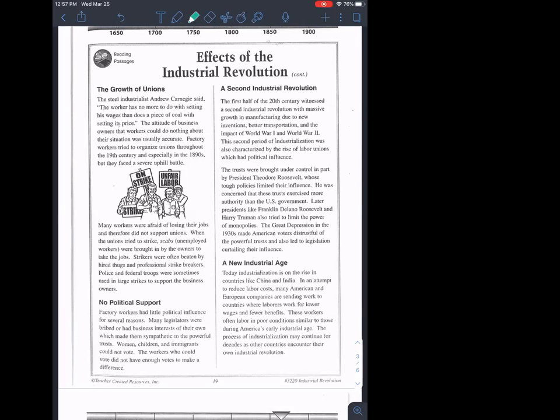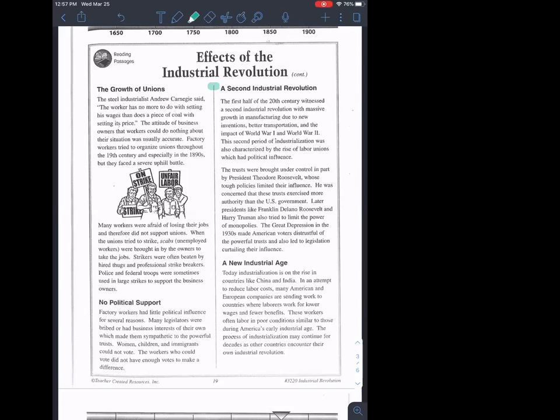All right, no political support. Factory workers had little political influence for several reasons. Many legislators were bribed or had business interests of their own, which made them sympathetic to powerful trusts or businesses. Women, children, and immigrants could not vote. The workers who could vote did not have enough votes to make a difference.